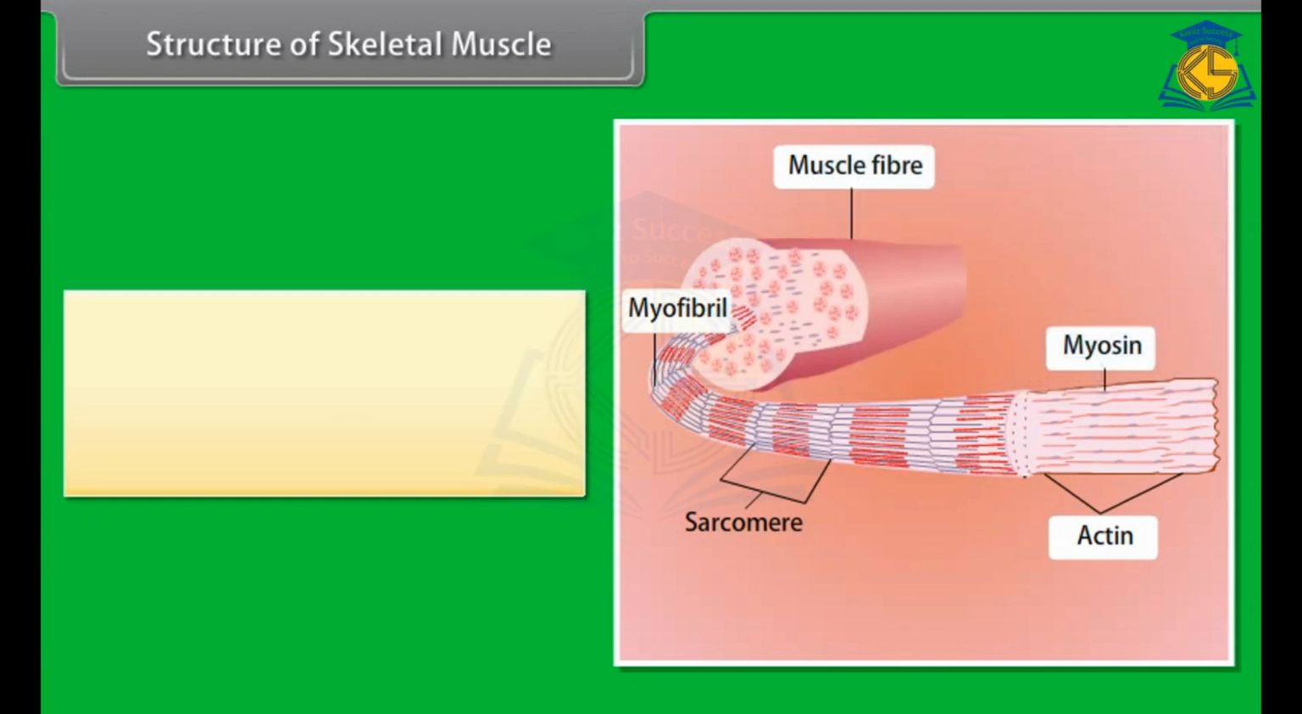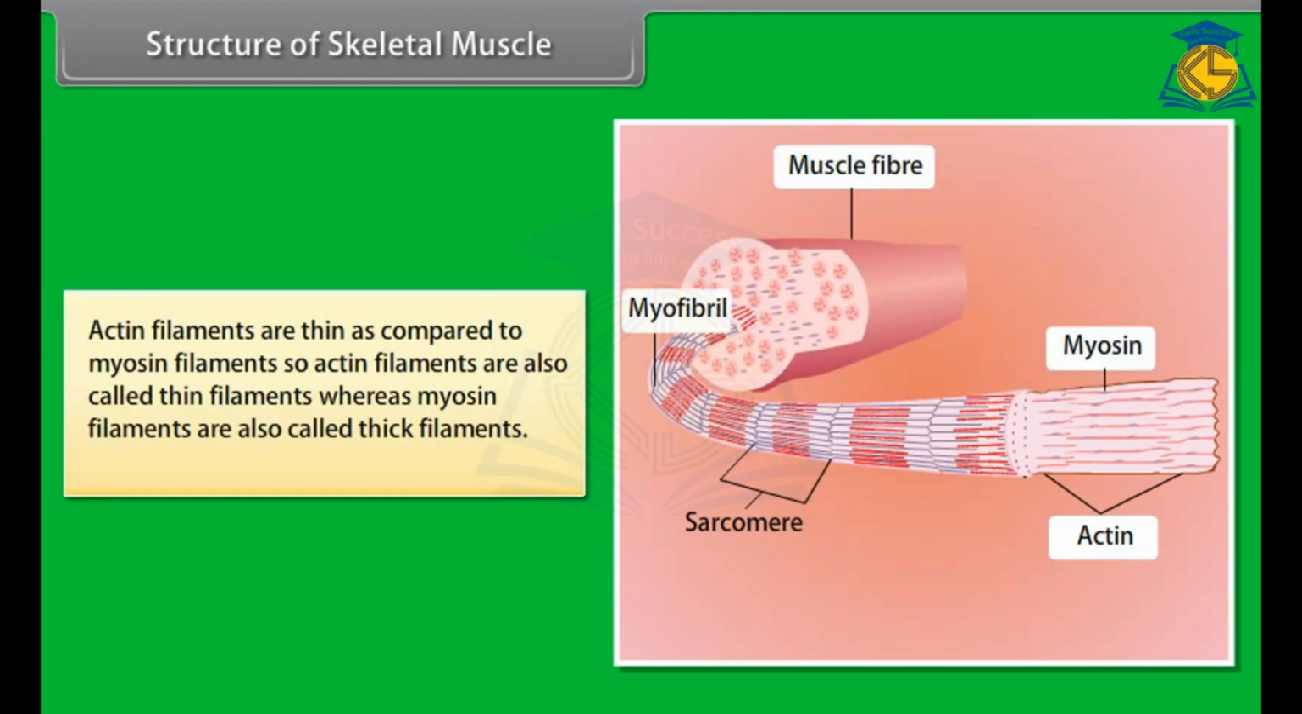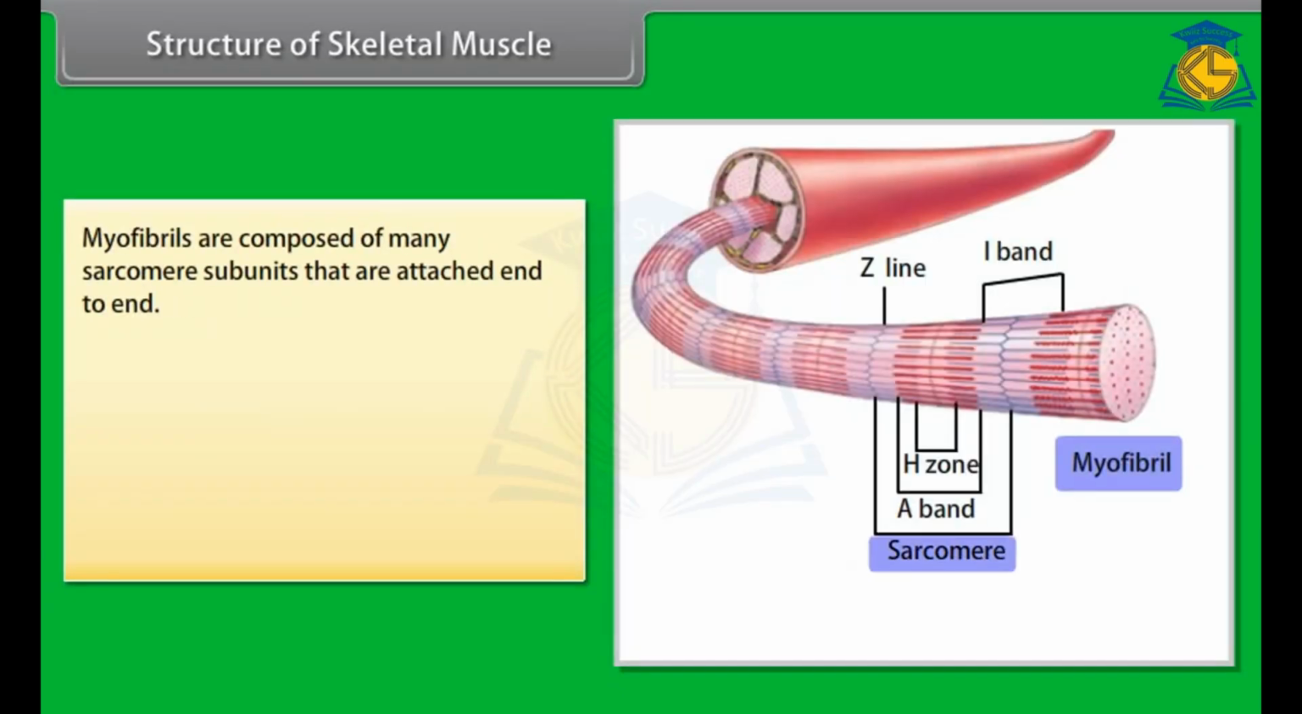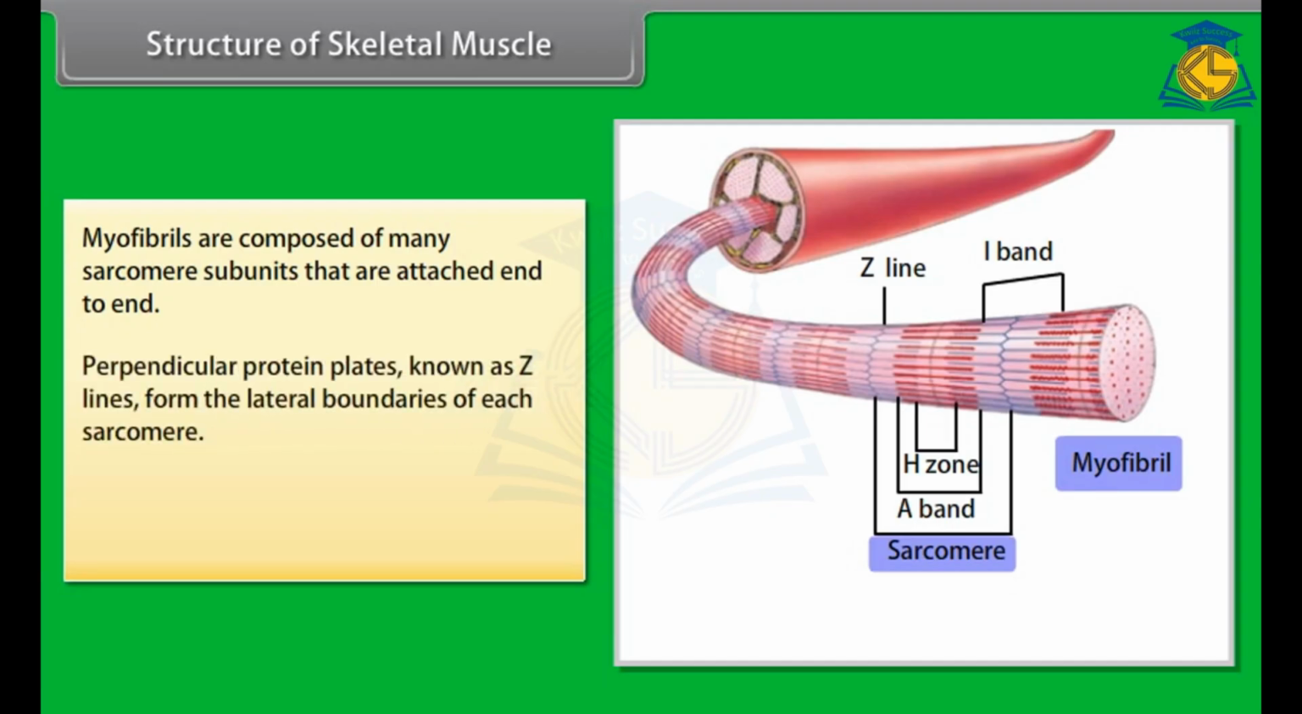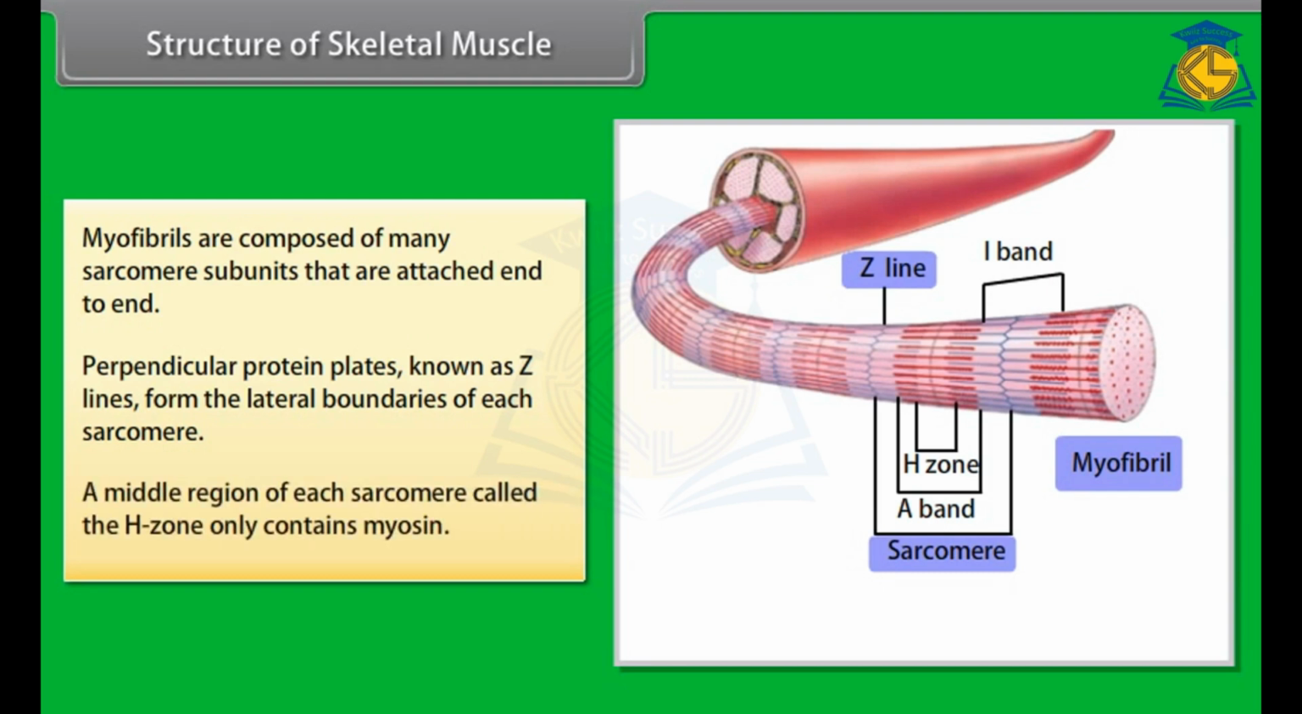anisotropic band. Actin filaments are thin as compared to myosin filaments, so actin filaments are also called thin filaments, whereas myosin filaments are also called thick filaments. Myofibrils are composed of many sarcomere subunits that are attached end to end. Perpendicular protein plates, known as Z-lines, form the lateral boundaries of each sarcomere. A middle region of each sarcomere, called the H-zone, only contains myosin.